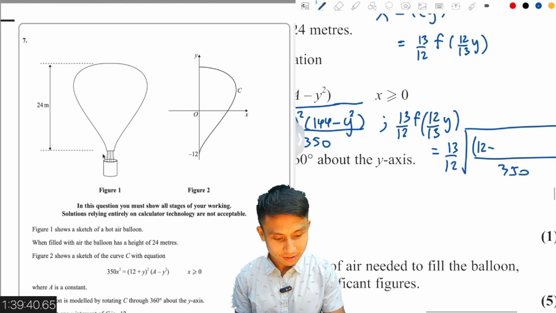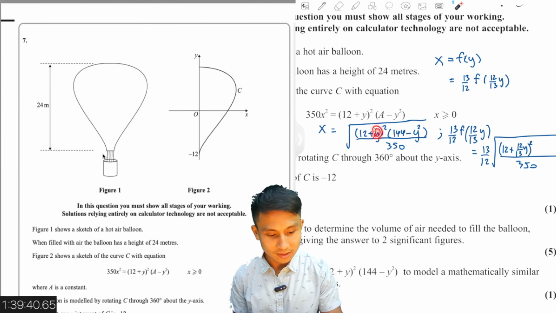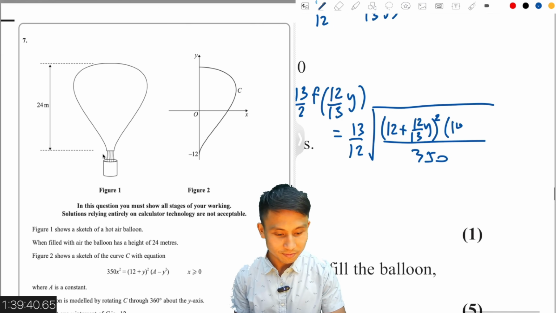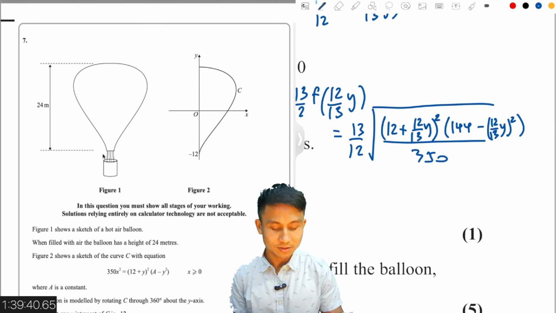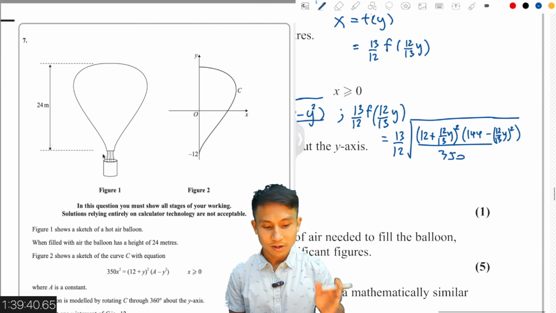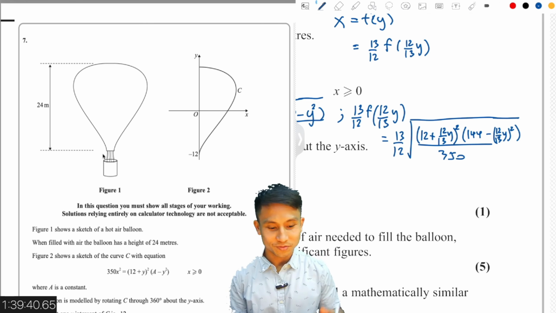So I'm going to substitute 12 over 13y here and then square that. So basically just substituting into this y, 12 over 13y. And the other one is also the same, but it's 12 over 13 overall squared first, and then close bracket like that. We simplify this, we should get the new expression, and that should be the way to go.